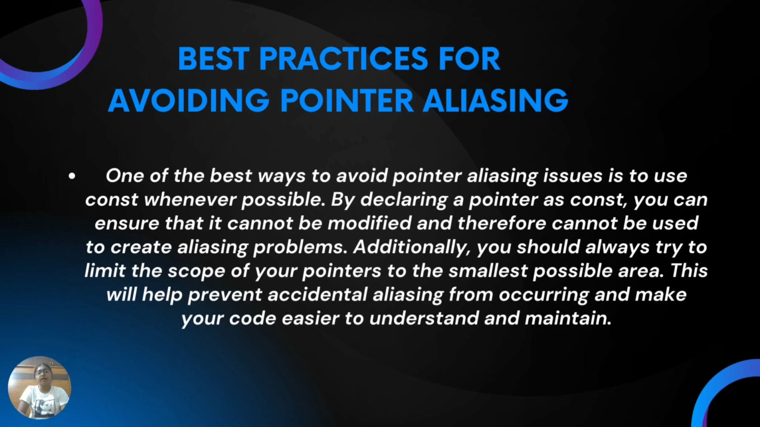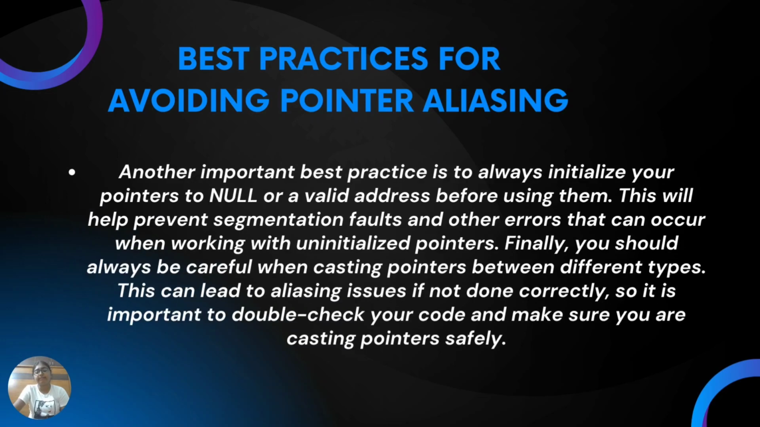Best practices for avoiding pointer aliasing. One of the best ways to avoid pointer aliasing issues is to use const whenever possible. By declaring a pointer as const, you can ensure that it can't be modified and therefore it can't be used to create aliasing problems. Additionally, you should always try to limit the scope of your pointers to the smallest possible area. This can help to prevent accidental aliasing from occurring and make your code easier to understand and maintain.